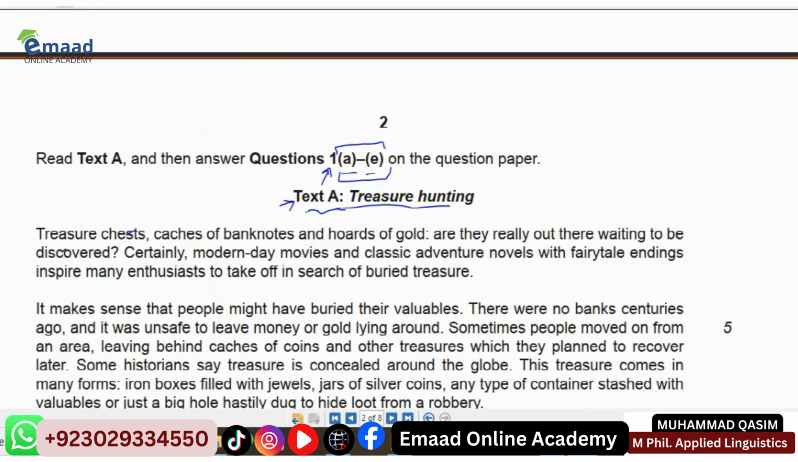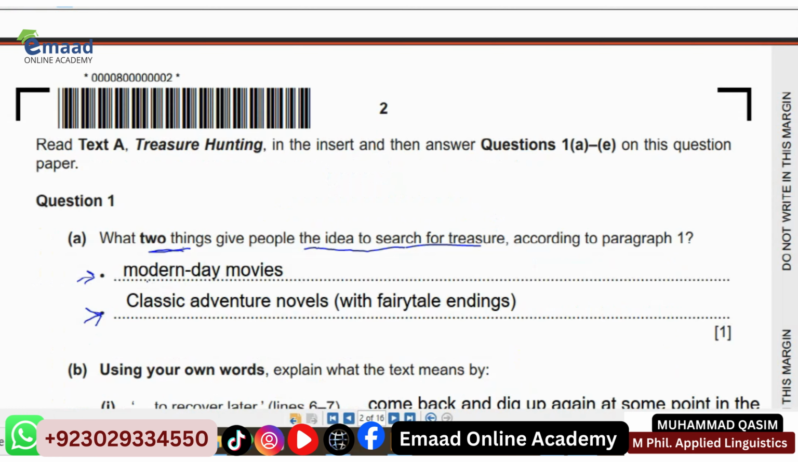So, modern day movies and classic adventure novels with fairy tale endings inspire many enthusiasts to take off in search of buried treasure. Inspire means you get your motivation from. It makes the enthusiast go and start their journey to search for buried treasure. So there are 2 things, modern day movies number 1 and classic adventure novels number 2. You have to write these as 2 separate points here, modern day movies and classic adventure novels.